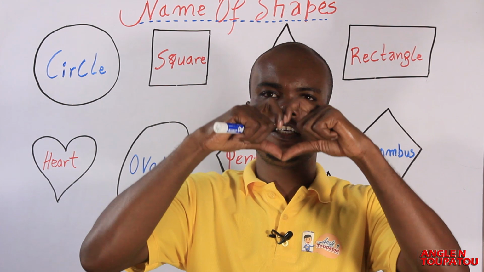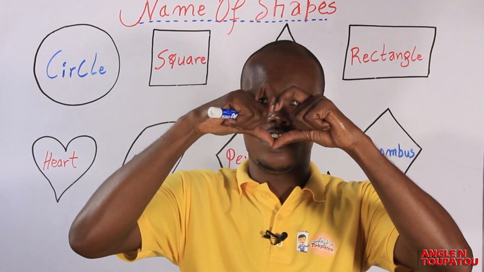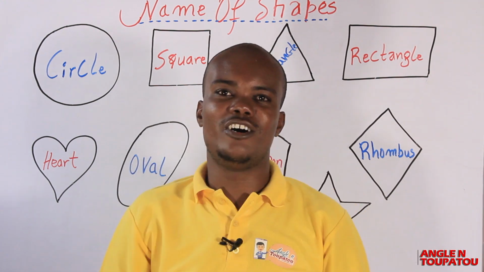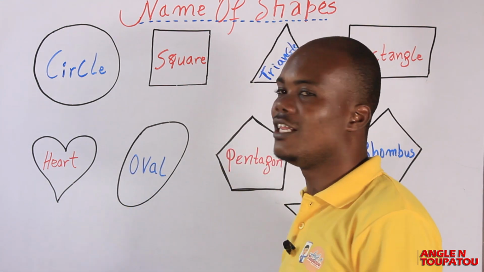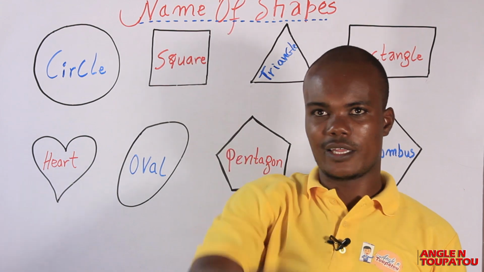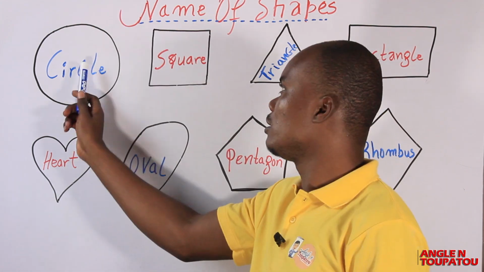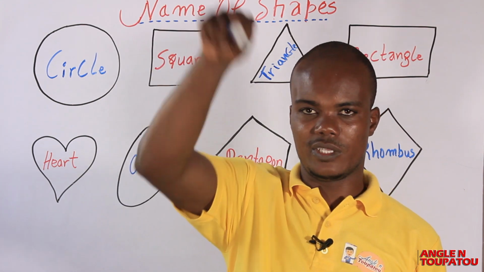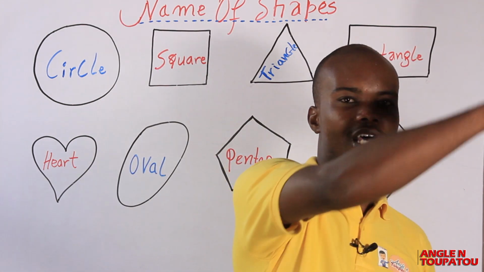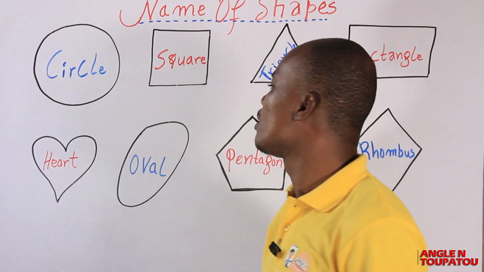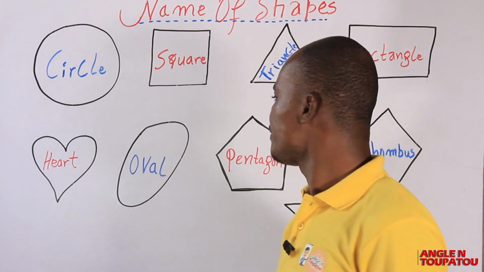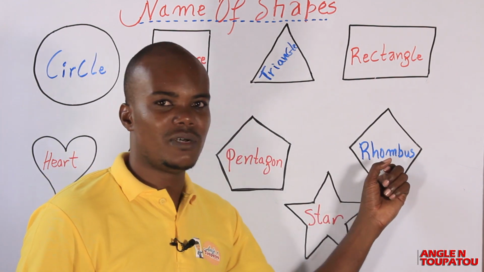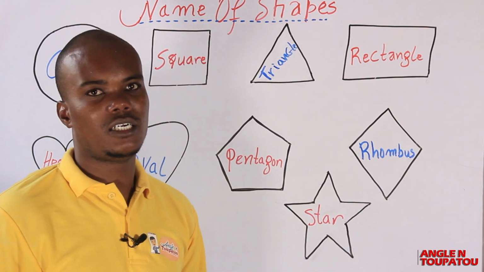As I did it like this, a heart. You see me? Oh yeah, good. It's a heart. And oval. Oval is like that, not straight like the circle. You can get it on this side or from this side. Oval. Pentagon. And then rhombus, star.